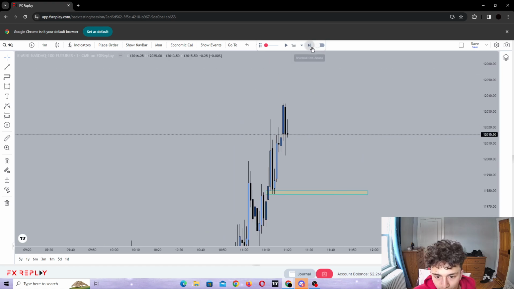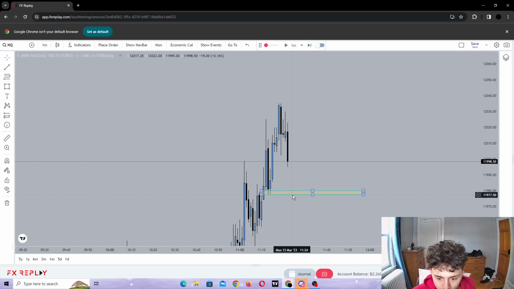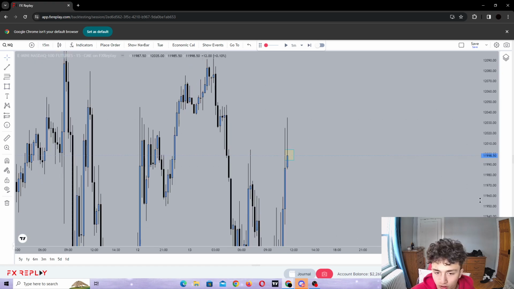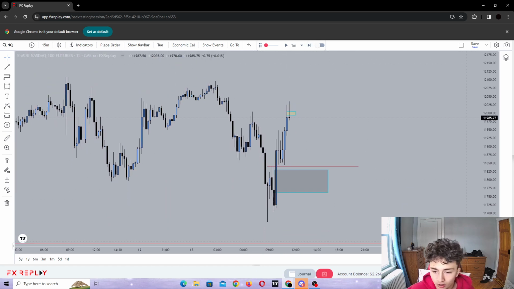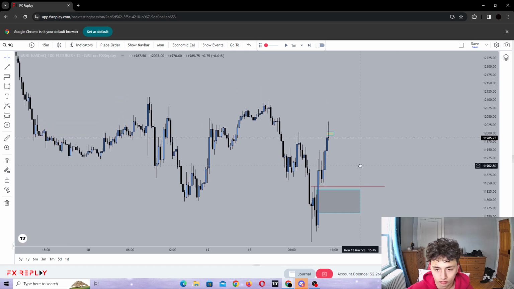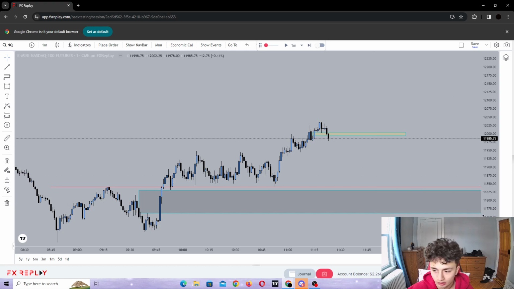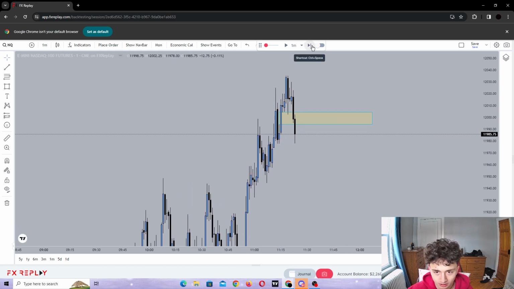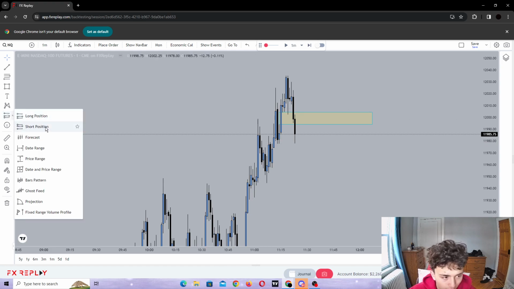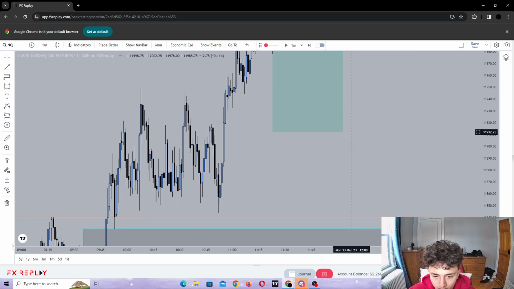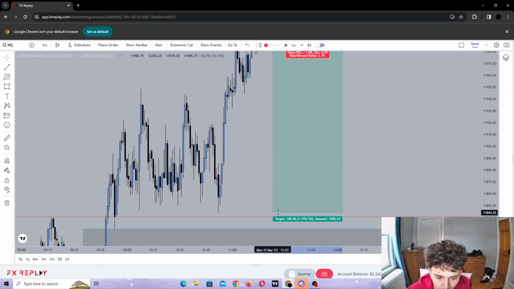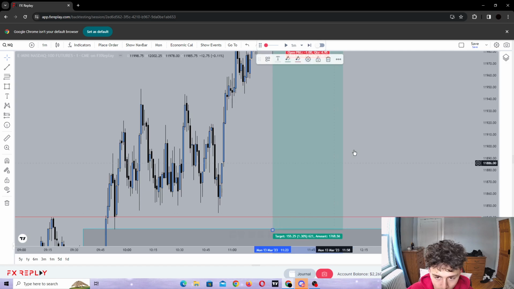All right, didn't inverse it. Let's talk about this one. See, trying to find a short if the bias is bullish is just not the smartest idea. I don't like really taking these. It kind of doesn't feel right taking these. But I just feel like it's so engineered.